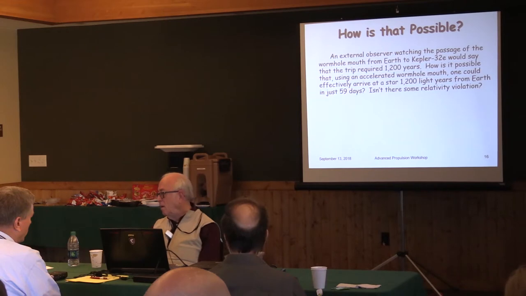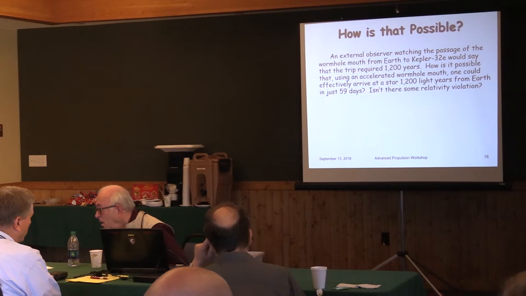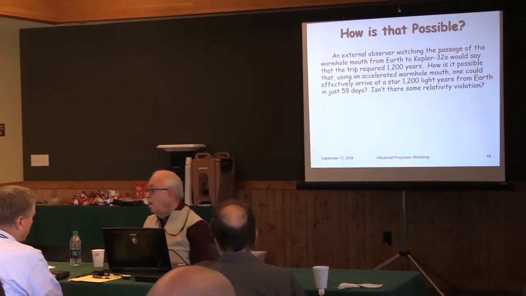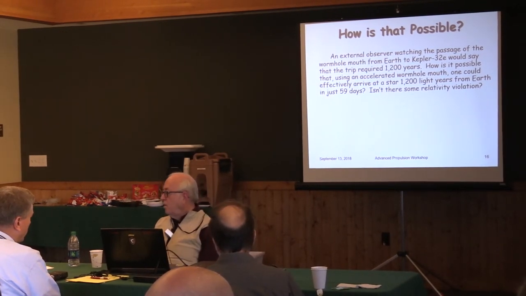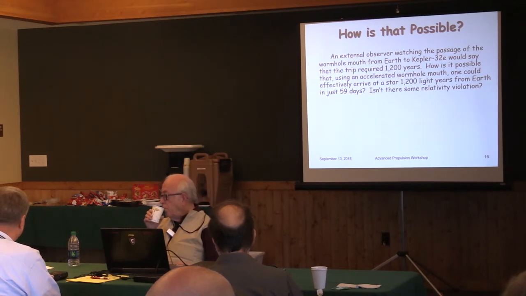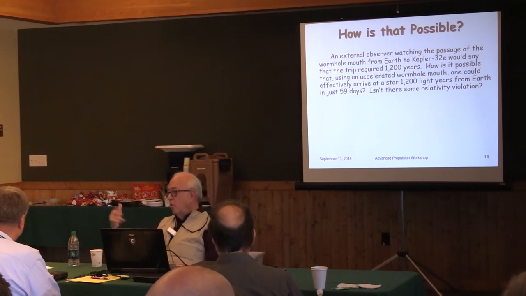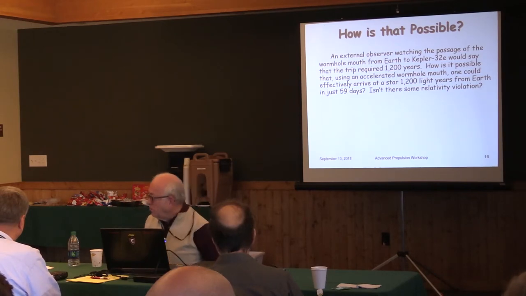You need an environmental capsule to do this. The guy on Earth doesn't have to wait 1,200 years for the wormhole to get there, because he's looking through it. But for 59 days, he's traveling through it, right? Nobody is traveling through it. The wormhole mouth... He needs an environmental capsule to do it, though, doesn't he? No. He just looks through the wormhole on the other side and sees where he's going. Of course, there will be some Doppler shifting problems, which I'm not worrying about.